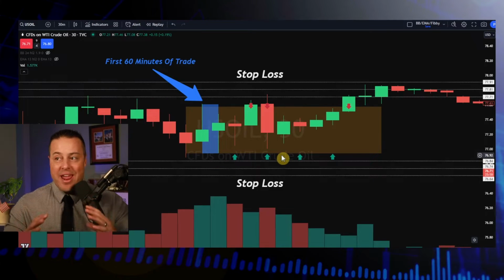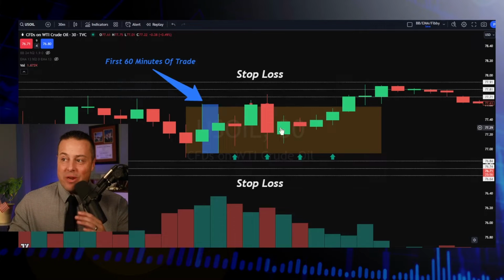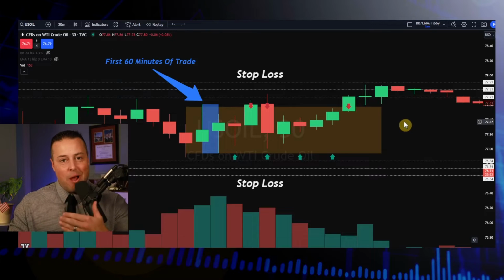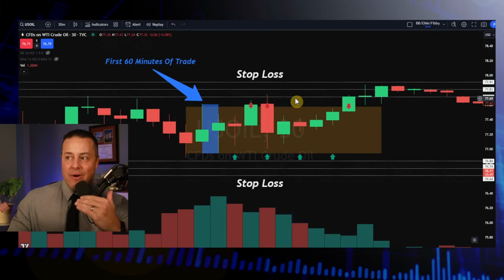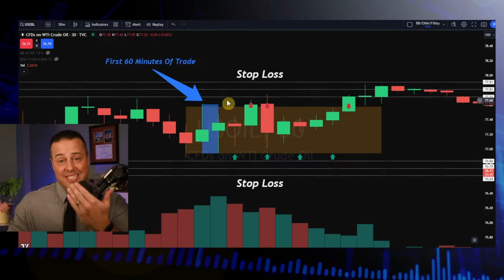Now we're playing a range, meaning our profit target is going to be somewhere in the middle of this first 60-minute range. You'll notice our stop losses are on the outside of the range. Right here we've got a 10-tick stop loss, a 20-tick, and a 30-tick, and as you can see right here, the sells came into play.